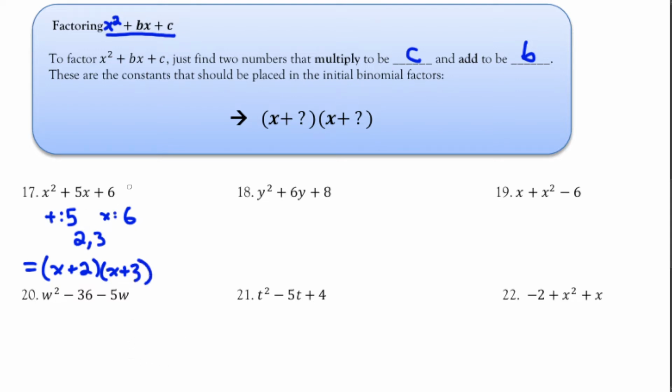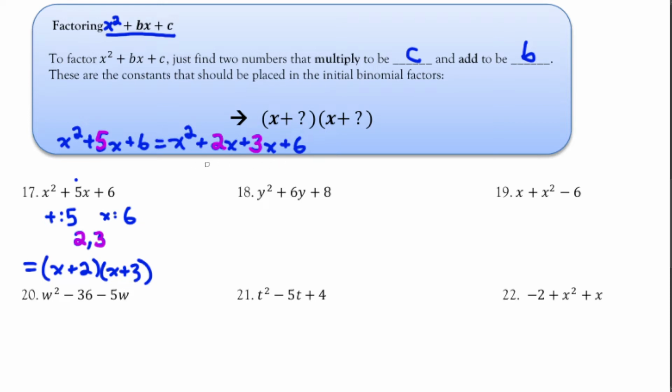Now, this is a nice shortcut. Why does this actually work? The reason this actually works is that x squared plus 5x plus 6 can be written as x squared plus 2x plus 3x plus 6. Now, how would you decide to split up 5x into 2x plus 3x? The way you decide this is this 2 and this 3.